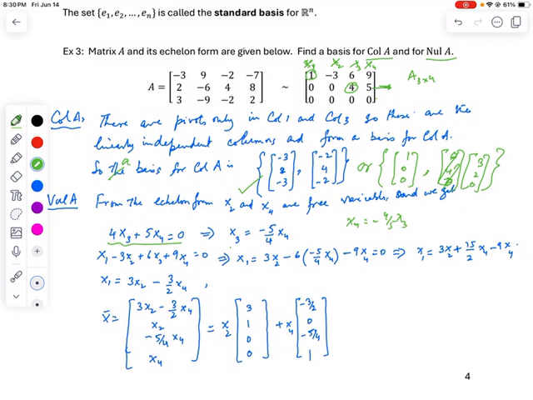We want to write in terms of the free variable. So x3 is not a free variable, x4 is a free variable. So I should write x3 in terms of x4, not x4 in terms of x3. So here we got that. Nice and easy.